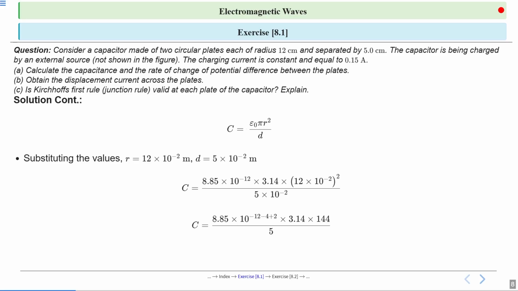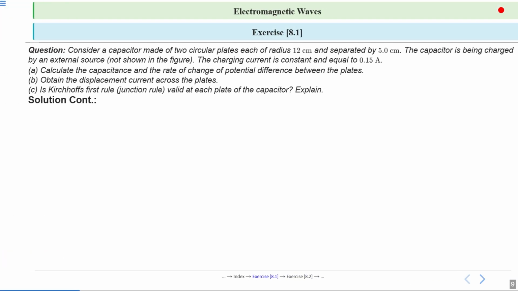C equal to 8.85 into 10 raised power minus 12 minus 4 plus 2. We have combined all the powers of 10. Into 10 is 3.14 into 144 by 5. So after solving, this is the calculation part, you can do it.